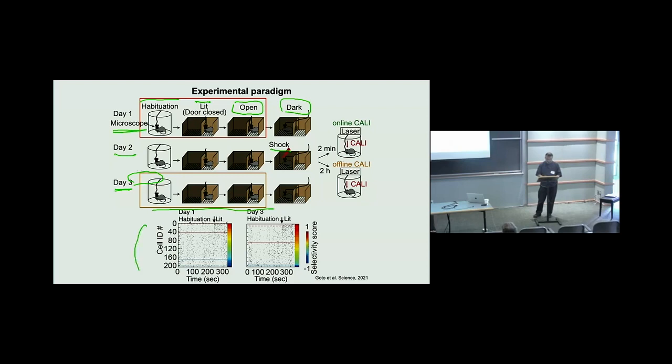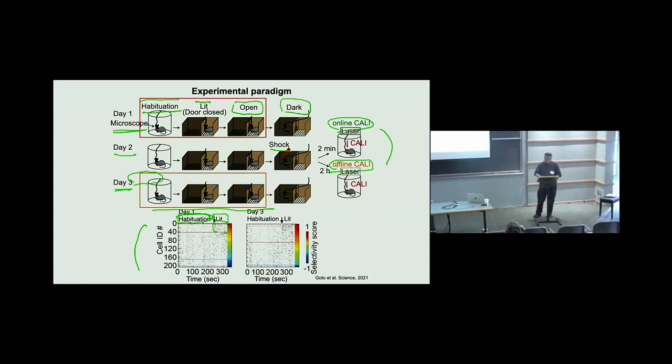So we have 200 cells. And what we monitor is, so this is basically a raster plot of activity. This is in the habituation chamber, representing the baseline activity of neurons. And then we put this animal into the lit room. And then this is again the activity here. So what we can see is how specific this activity in the lit room is compared with baseline in the habituation chamber. So this is one parameter. And we also erased online LTP and offline LTP, so we compared these two conditions.